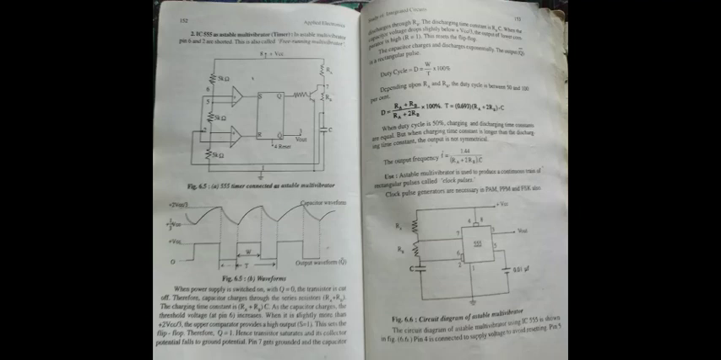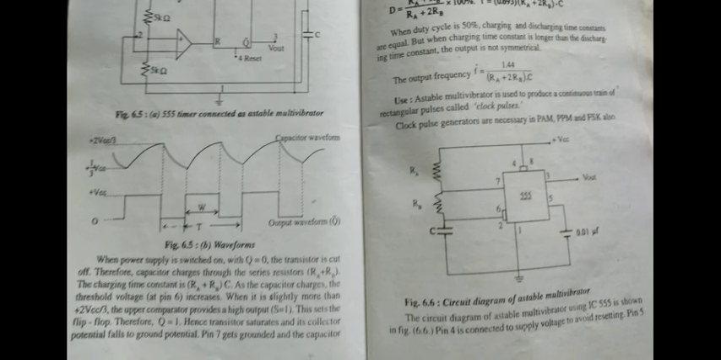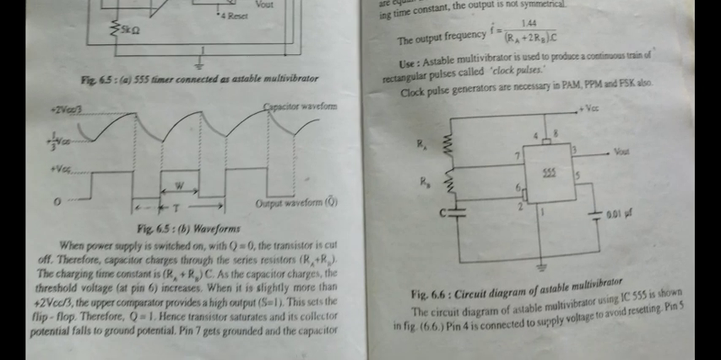Now we will study an astable multivibrator. Here the diagram and the waveform of an astable multivibrator are provided to us. It is called the free running IC. Here you have to remember that pin number 2 is shorted, not sorted. Shorted means a wire is connected between pin number 2 and pin number 6. This is called a free running multivibrator.